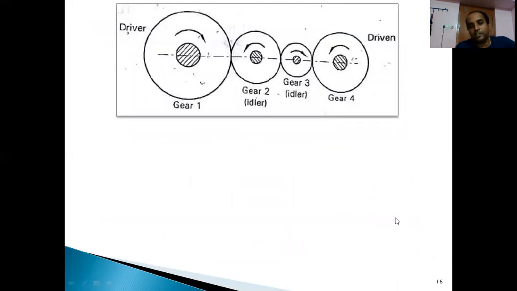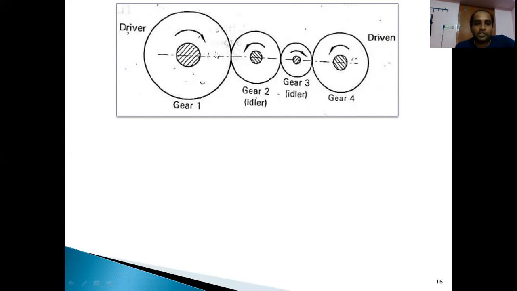Now, in this sketch, you can see there are 4 gears. Already they have shown here that this is the driver gear, gear number 1. Gear number 4 is the driven gear. And if you observe carefully, each gear has its own shaft. This is shaft number 1 for gear 1, shaft 2 for gear 2, gear 3 is mounted on the same shaft, gear 4 is mounted on its own shaft, which means each gear is mounted on its own shaft.